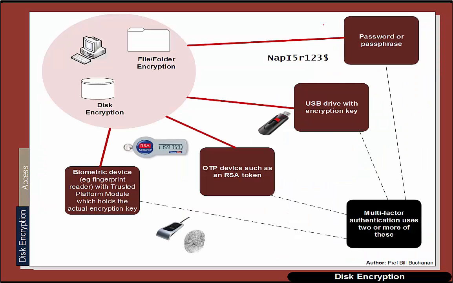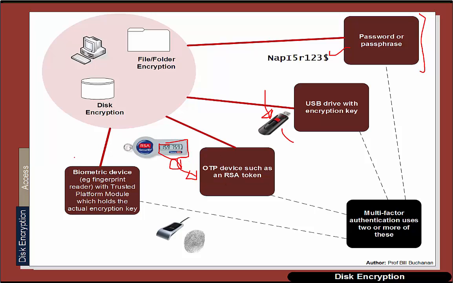Okay, so the ways that we can actually authenticate the user and get rights onto the encrypted system is obviously a username and a passphrase. USB stick, so we can store the encryption keys on a USB stick, and the machine won't boot up unless we put the USB device into the machine. We can have a one-time password device, such as an RSA token, that would allow the user to read off the value and then enter that as a PIN number onto the system.